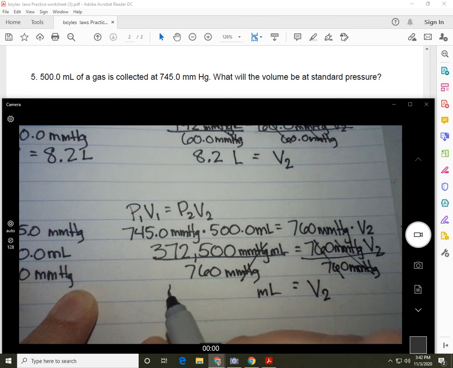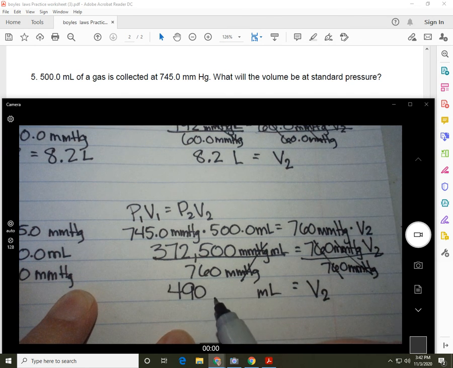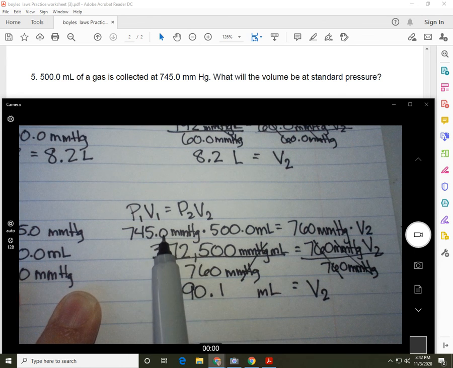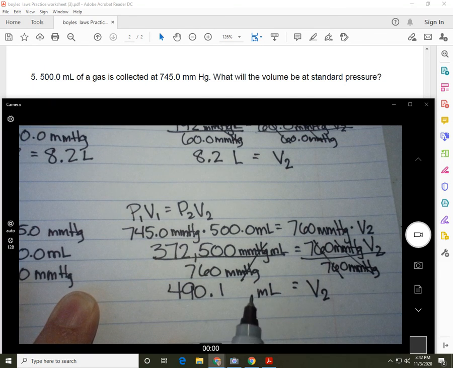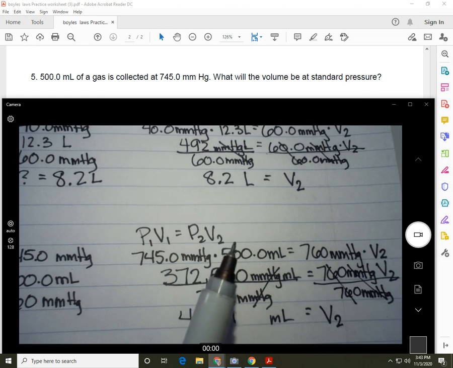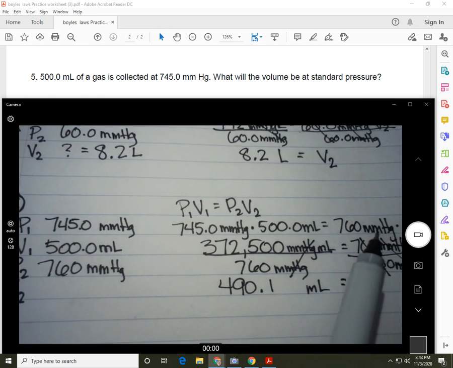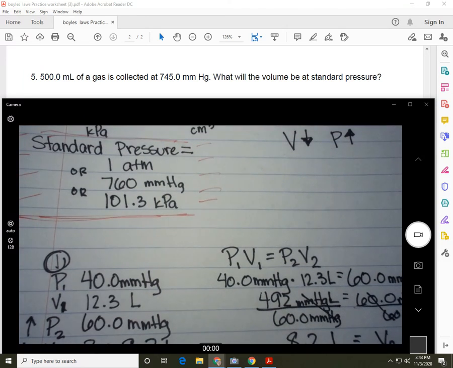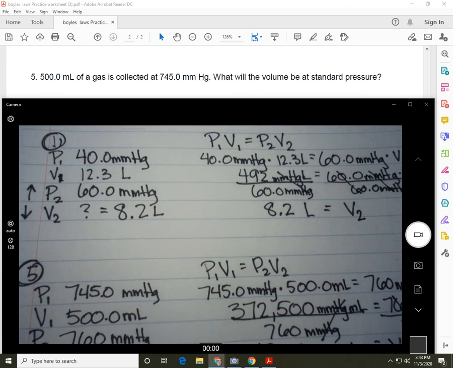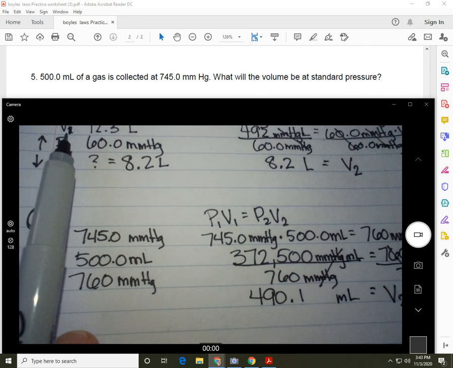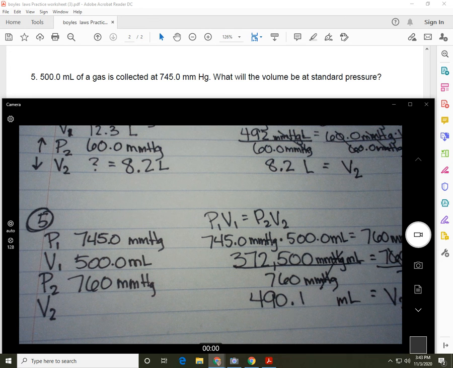And I come up with 490.1. Now, there's a whole bunch of other decimal places, but I have 4 significant digits, so my answer should also have 4. That's how I know where to round off to. All right. So don't let standard pressure throw you off. That's what we had in this problem. We just had to go back and find what our standard pressure was that matched. All right. So what I'd like for you to do is finish those problems. You should do 2, 3, 4, and we did 5 together, and then you're going to do 6, 7, and 8 on your own.